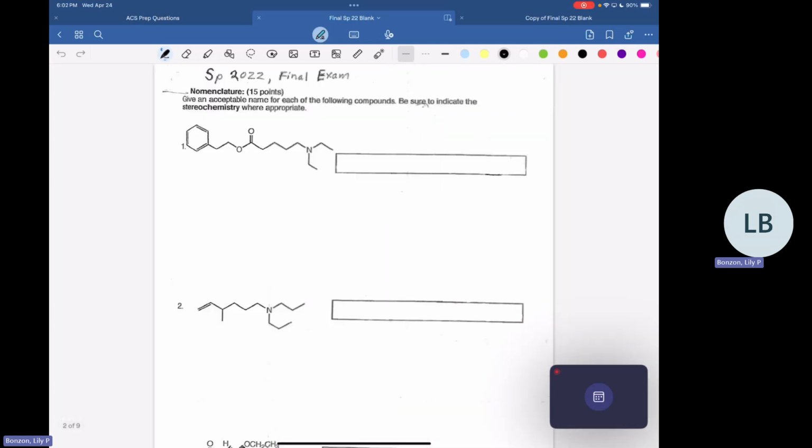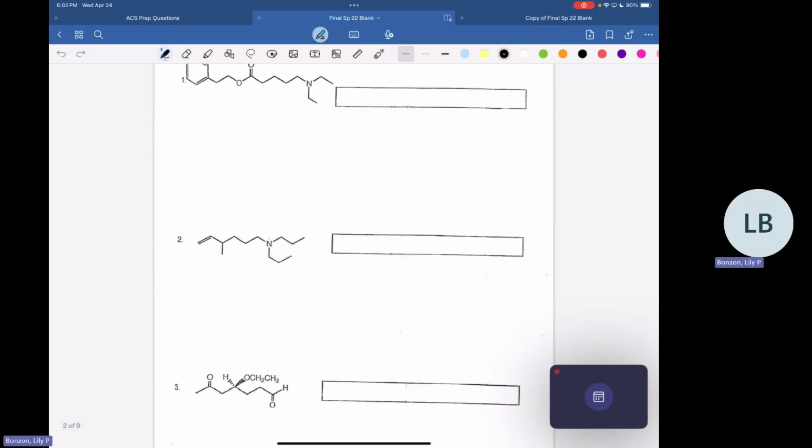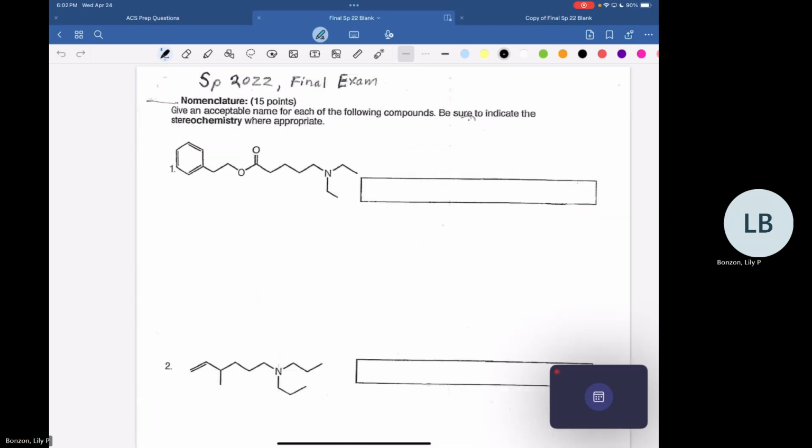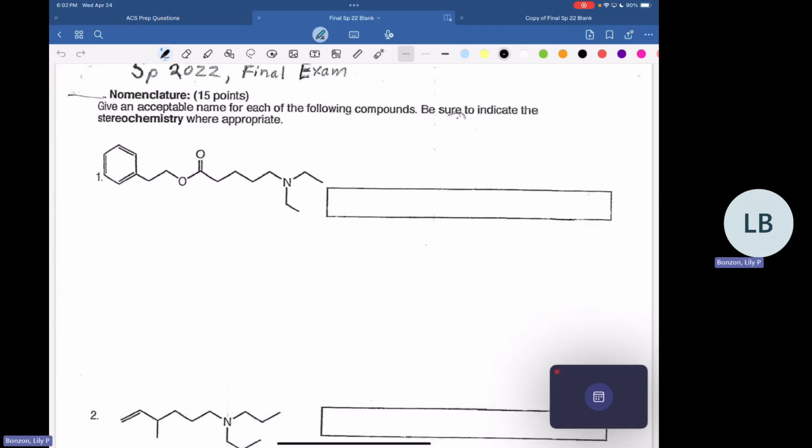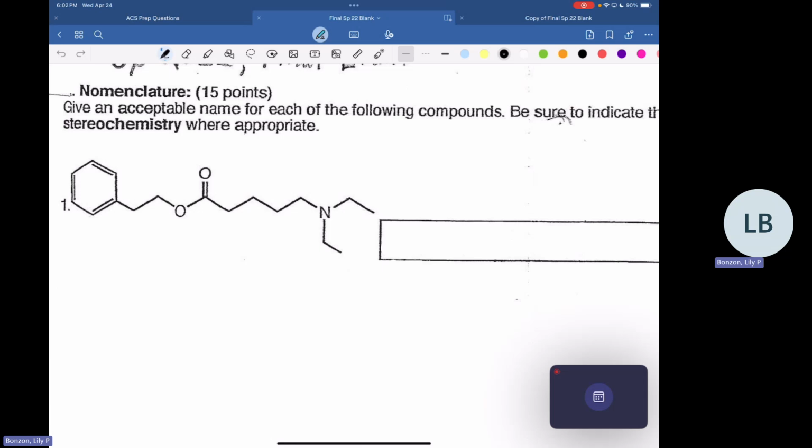There's not too much new, luckily, other than amines. But luckily that's not too bad. Okay, I feel like I'm a little bit loud. Okay, so getting started with the first question.